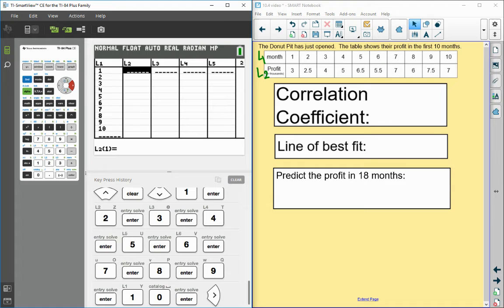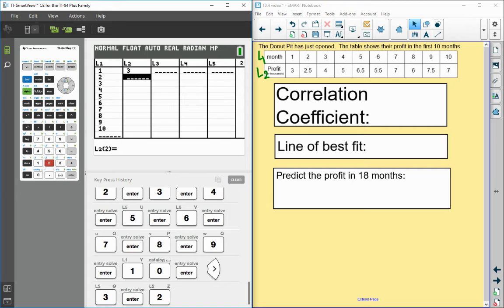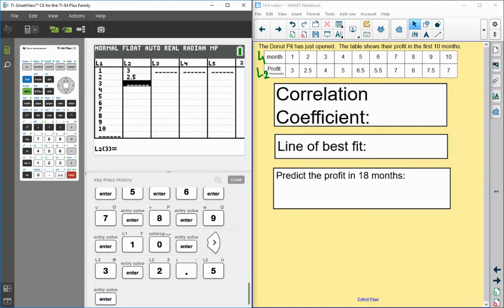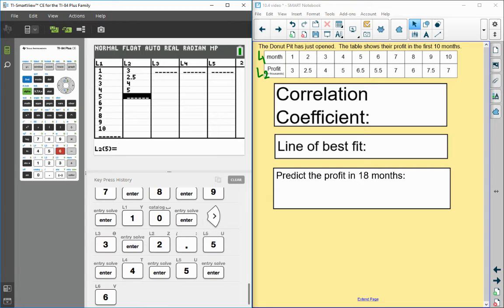But the profit is this. This is the donut pit. They're talking about the profit in the first 10 months. So now I'm going to put 3, 2.5. You go ahead and type it in your calculator at the same time so you can make sure you know how to do this. It's easy to watch me.